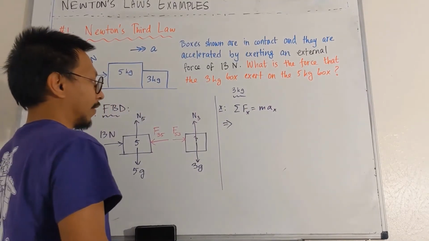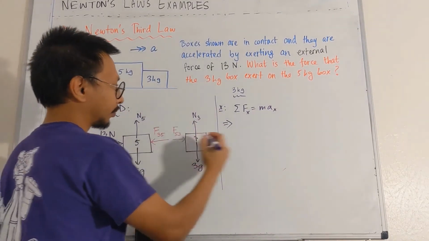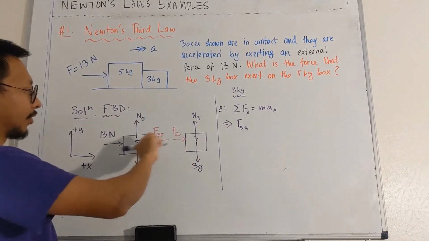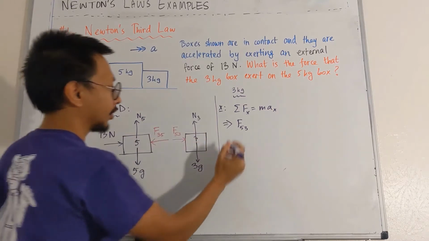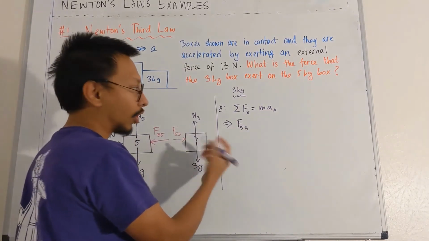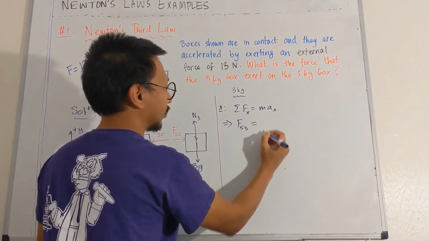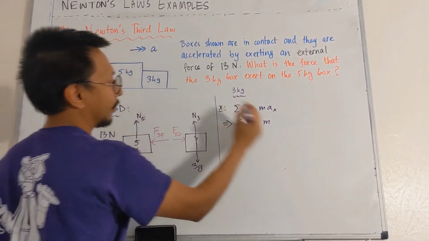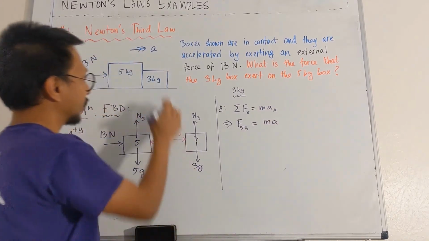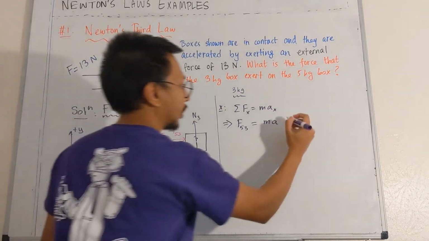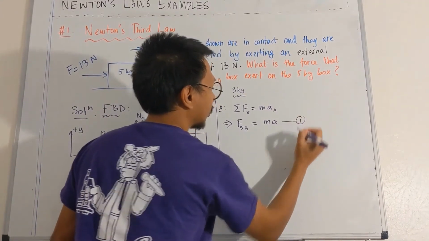In the x direction, what are the forces we have? We have F53 in the positive x direction, so it's positive, and no other forces in the x direction on the 3 kilogram box. So no other force equals m times, what is the acceleration in the x direction? ma. So this whole system, both of the boxes, have the same acceleration. This is, let's call it equation 1.